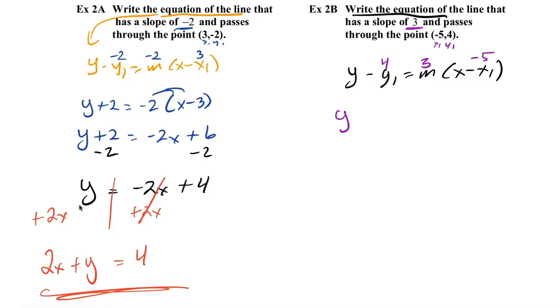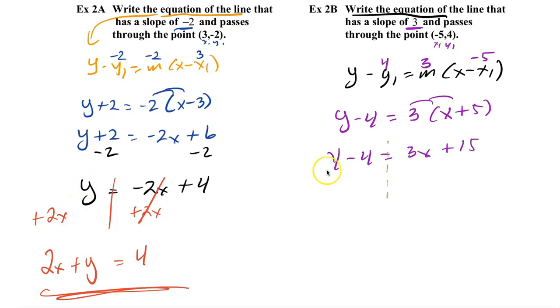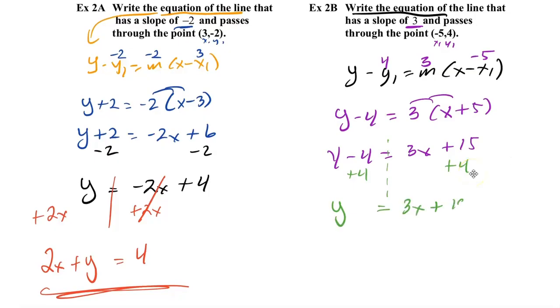All right, so simplify. y minus 4 equals 3 times x plus 5. Double negative again. Let's distribute. y minus 4 equals 3x plus 15. Let's get rid of that 4. We only want one thing. Let's move that 4 to the other side, so plus 4, plus 4. So I get y equals 3x plus 19.